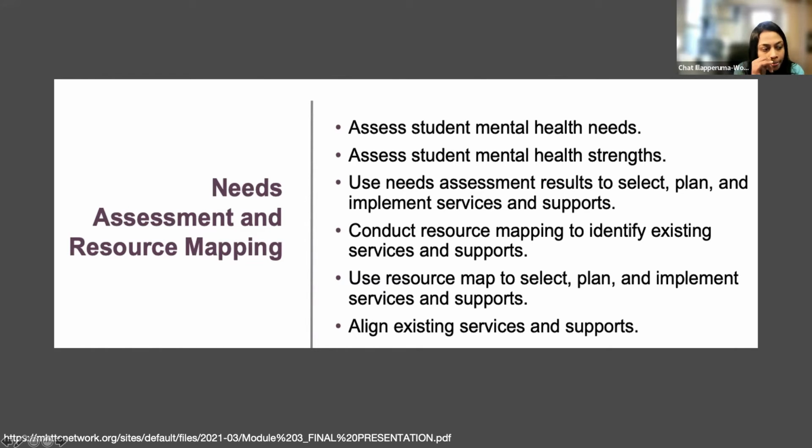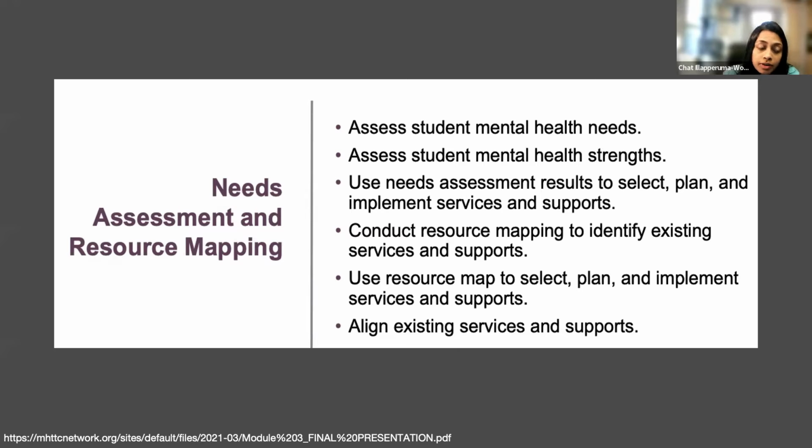All right, so it will assess student mental health needs. And like I mentioned before, it will also assess strengths. And by using the needs assessment data, we can select, plan, and implement services and supports as indicated. And then we come up with a resource map.